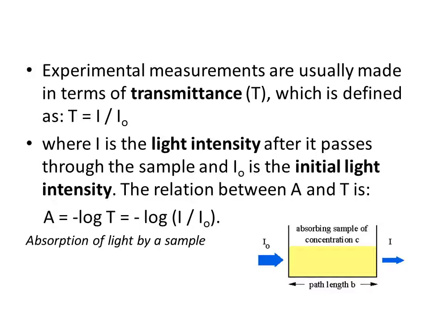The experimental measurements were usually made in terms of transmittance T, which is defined as T equal to I by I naught, where I is the light intensity after it passes through the sample and I naught is the initial light intensity. You can understand what I and I naught are from the given picture. The relation between A and T is that A is nothing but the absorption of light by a sample, A equal to minus log T, which can be replaced by minus log I by I naught.